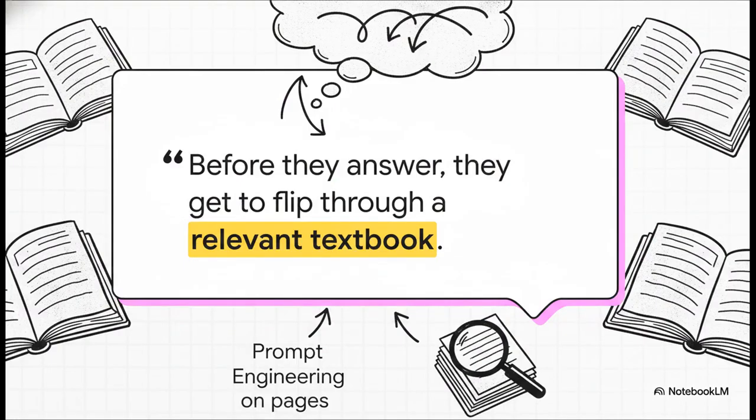There's this great quote from the material. Imagine asking someone a question, but before they answer, they get to flip through a relevant textbook. I absolutely love this analogy because it really creates that instant aha moment, you know? RAG is basically the act of handing the AI the exact right pages of that textbook. Your prompt engineering is the instruction you give them on how to read those pages to form their answer. It firmly grounds the AI's responses in actual reality rather than a guess.